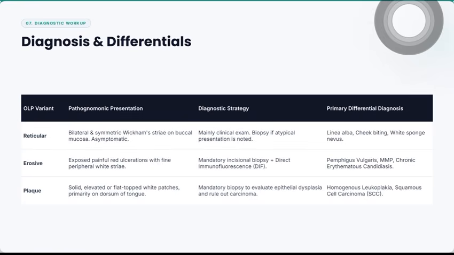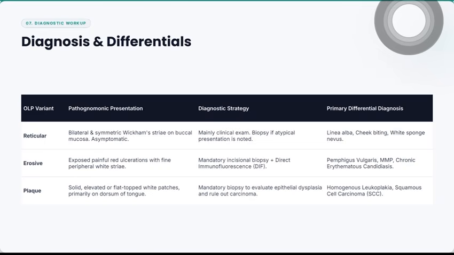So, the diagnosis of reticular lichen planus can be made clinically due to its classic appearance. However, erosive and plaque forms always require biopsy for confirmation and to rule out malignancy. Differential diagnosis includes number 1, mucous membrane pemphigoid, pemphigus vulgaris, candidiasis, discoid lupus erythematosus, leukoplakia for plaque type. Graft versus host disease can produce identical oral and histological features.